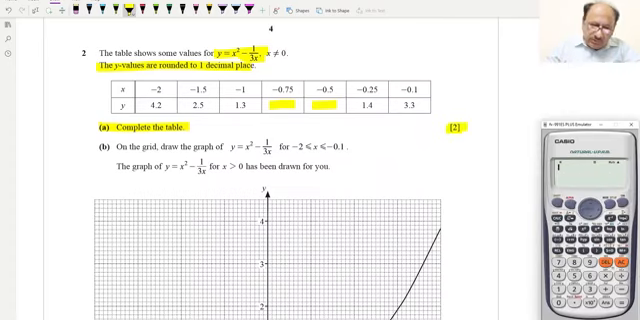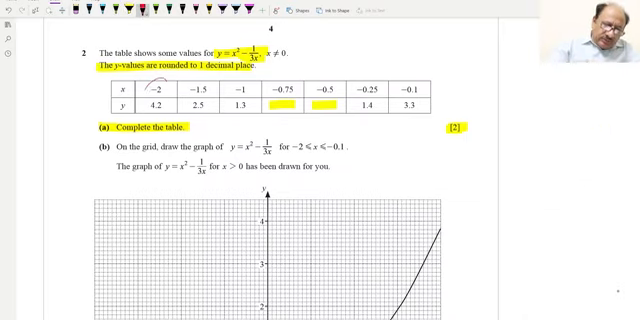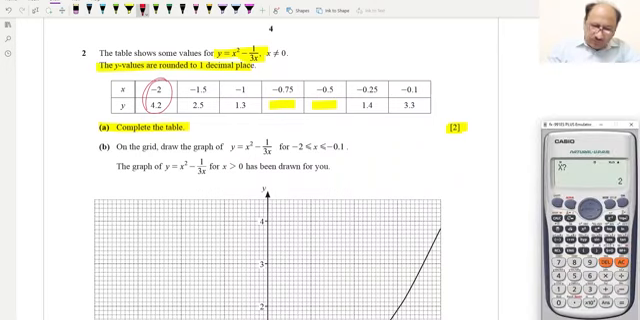So the easiest way is to type your equation in the calculator. So this will be x squared minus 1 over 3x, this is the given equation. Now we will calculate for x equal to -2, and we should get 4.2. Let us check for -2. So -2, and we are getting 4.16, which is rounded to 4.2. It means whatever we are doing is correct.